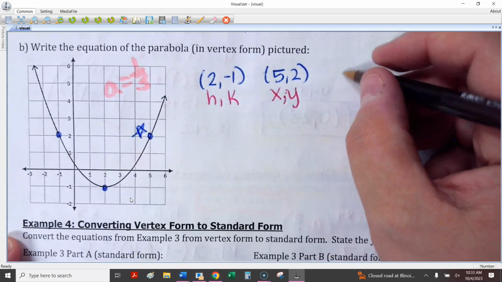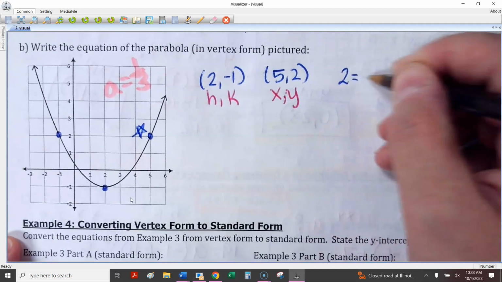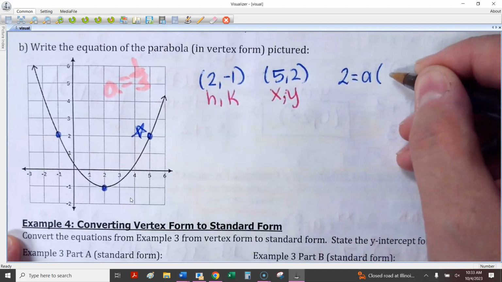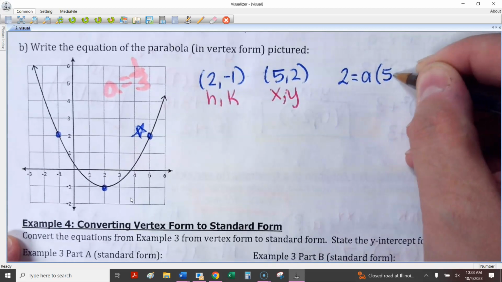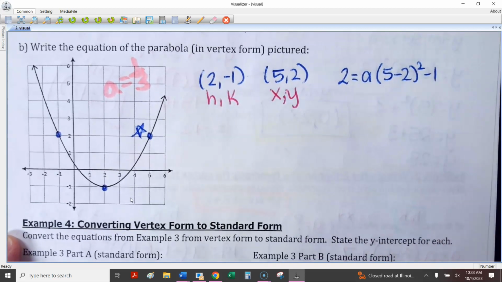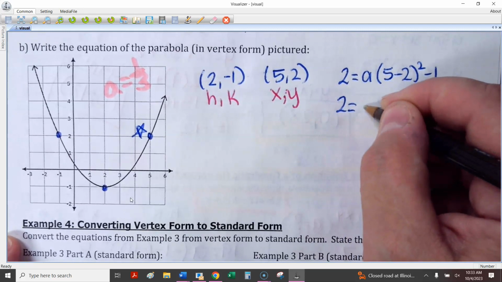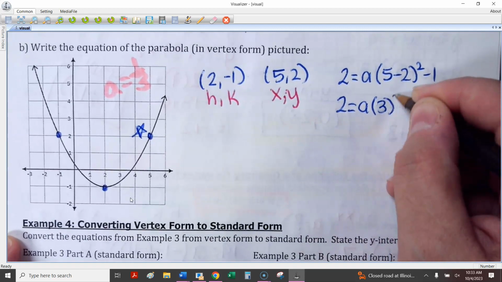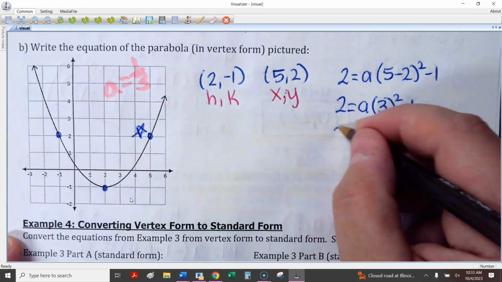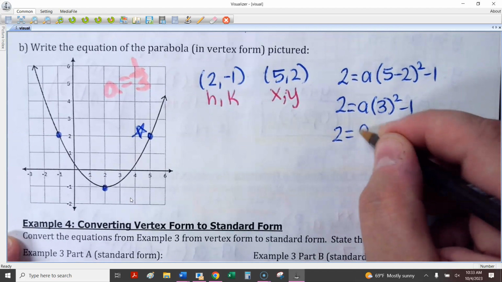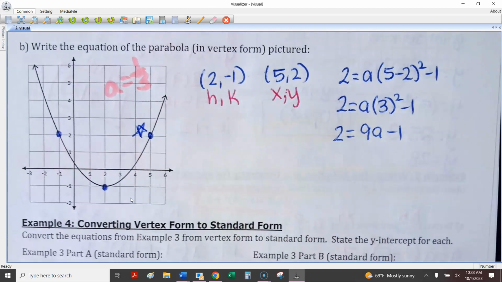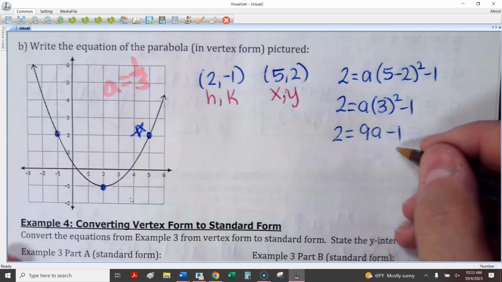So let's see, we would have 2 equals, pretend I don't know a. It would be 5 minus 2 squared minus 1. So I'd have 2 equals a times 3 squared minus 1. The 3 squared is going to give me 9. So I'd have 2 equals 9a minus 1. I'm going to add the 1 real quick.